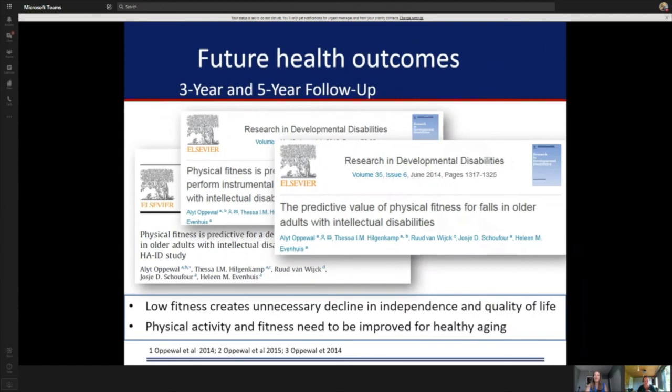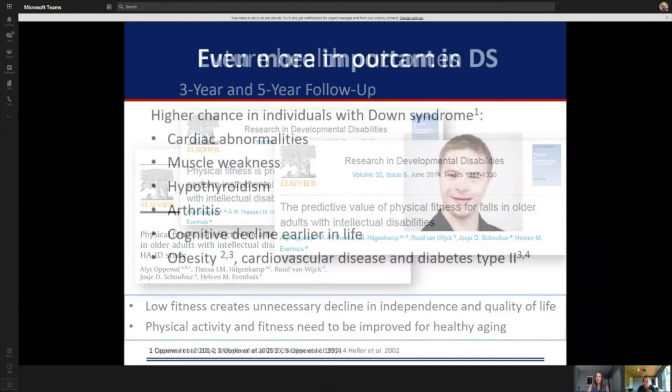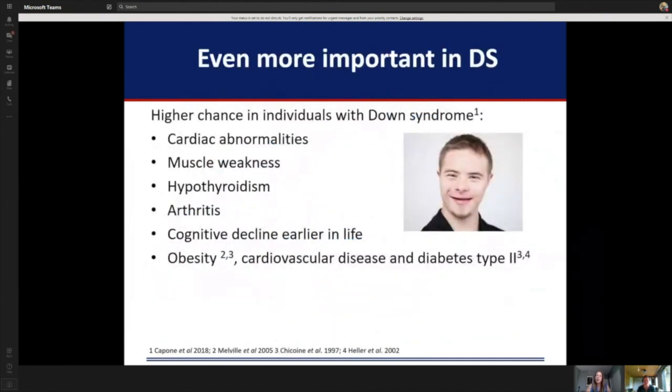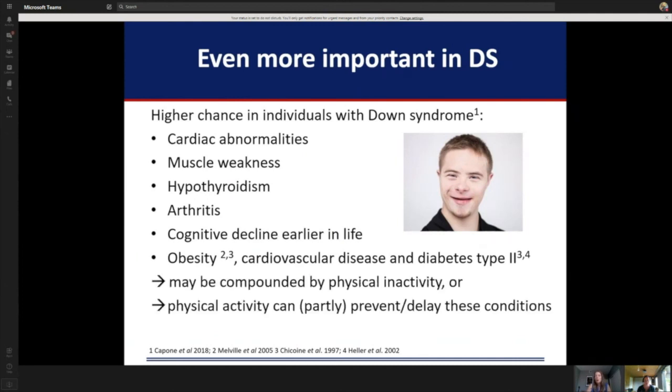At this point, I want to acknowledge that it's almost even more important for individuals with Down syndrome. They have a higher chance for a number of additional comorbidities like cardiac abnormalities, muscle weakness, hypothyroidism, arthritis, cognitive decline earlier in life, obesity, cardiovascular disease, and diabetes. And with those issues in mind, they might be compounded by physical inactivity, or physical activity could partly prevent or delay these conditions. So there's even more reasons to promote physical activity in this population as well.